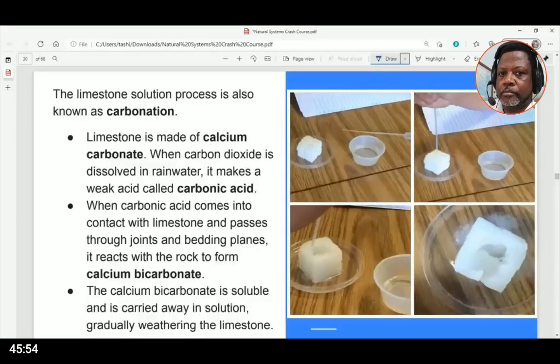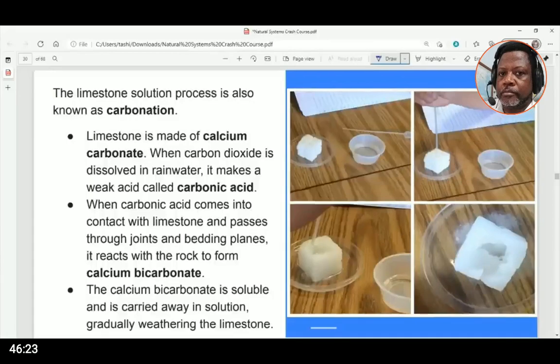That's a nice experiment that you can do with your little sister or little brother, or use sugar cubes like this one. Limestone is made up of calcium carbonate. When it dissolves in rainwater, it makes a weak carbonic acid. When the carbonic acid comes in contact with the limestone and passes through the joints and the bedding planes of the rocks, it forms calcium bicarbonate, dissolves the material and carries it away.